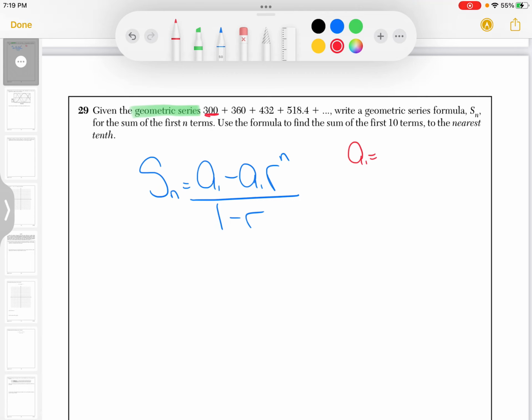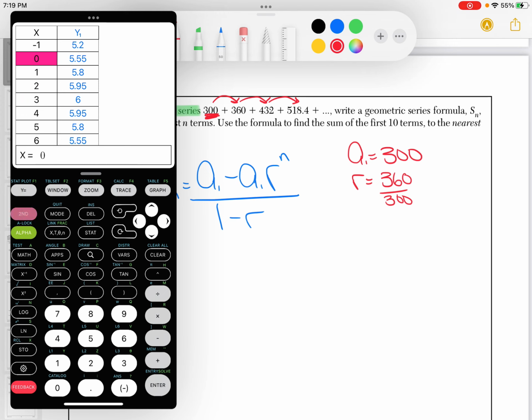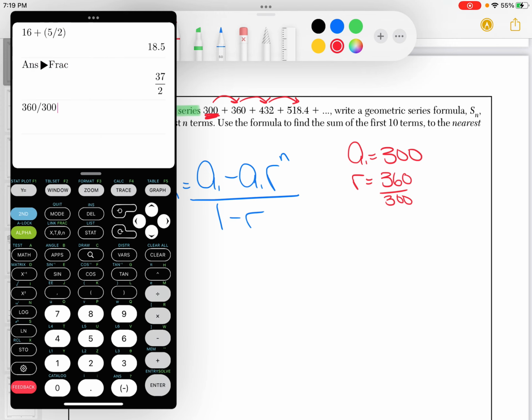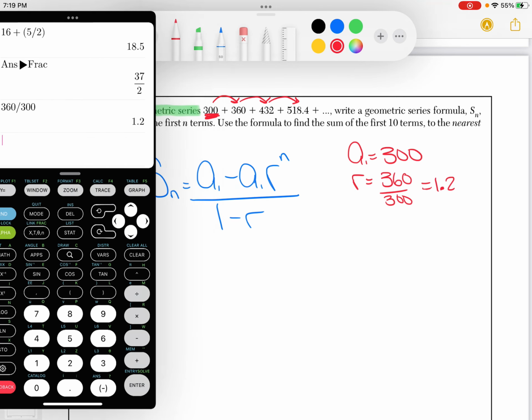So a1 is the first term. Since it gave me my sequence, I can see that the first term is 300. And r, because this is geometric, is my multiplying pattern. So what I'm multiplying each of these by to get from one number to the next. So remember, it's a little hard to figure out what I'm multiplying 300 by to get to 360. So what I can do instead is take the second and divide by the first. So 360 divided by 300 gets me 1.2. So that means my r is 1.2.